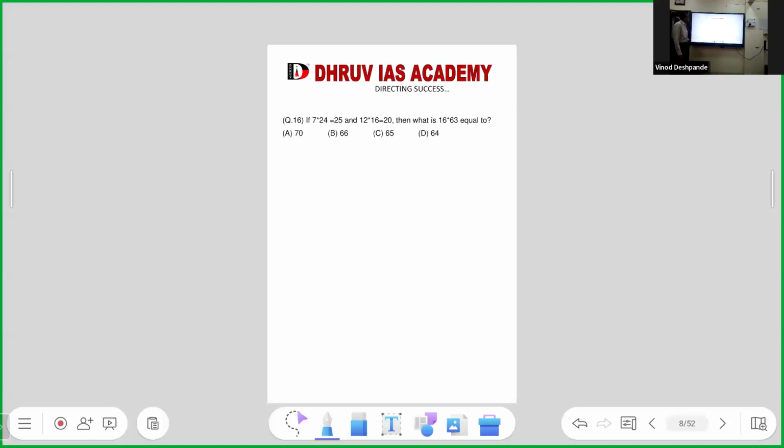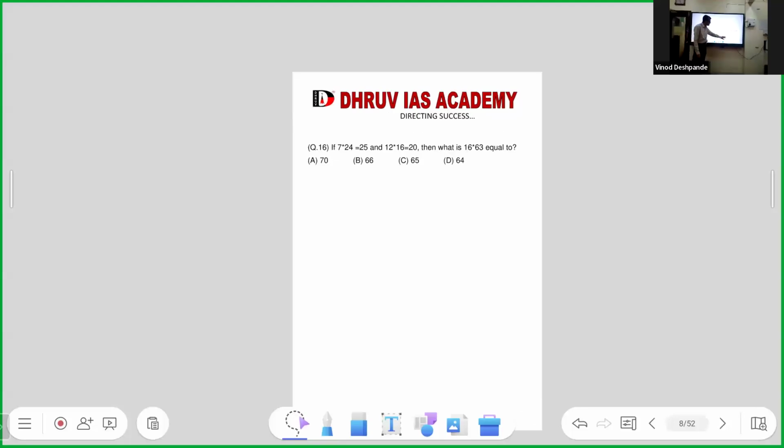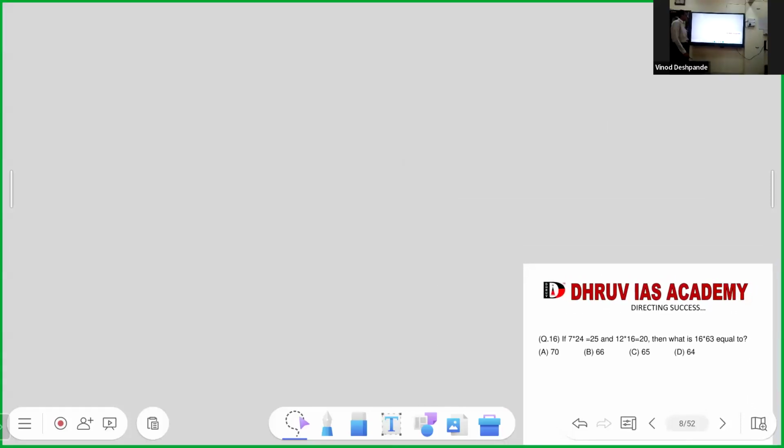Some coding question here. See, 7 into 24 equals 25, and 12 into 16 is equal to 20. Then what is 16 into 63 equal to? Okay, again this question is based on coding, but backed by some mathematics, or rather squares of numbers. One important point for UPSC aspirants, or for the CSAT part, is you should memorize all the squares at least up to 30 and the cubes up to 15, because 1 or 2 questions you will usually find on cubes or squares. Okay, so here 7 into 24 is 25.